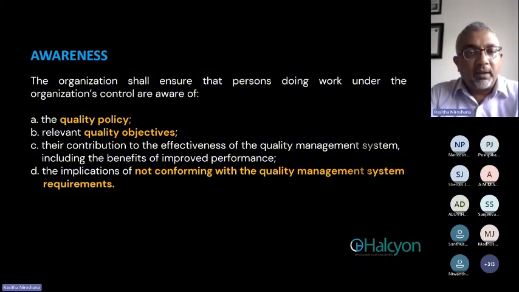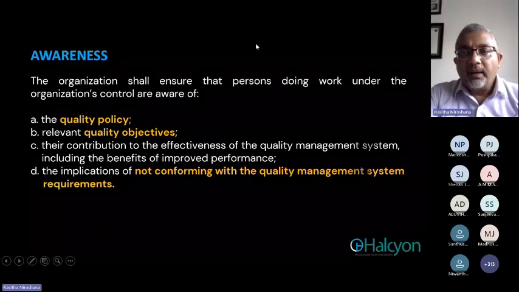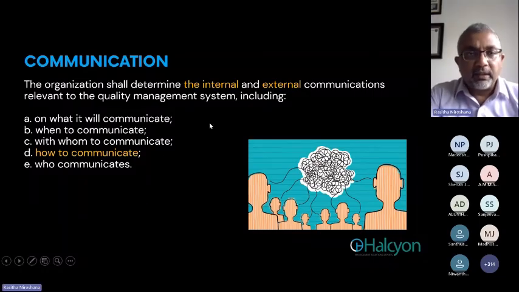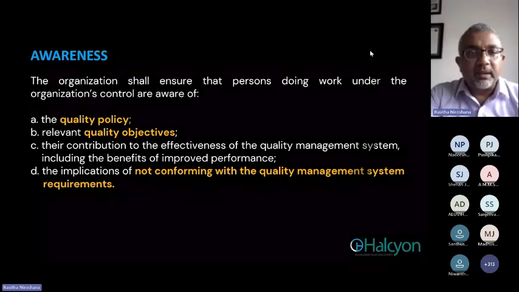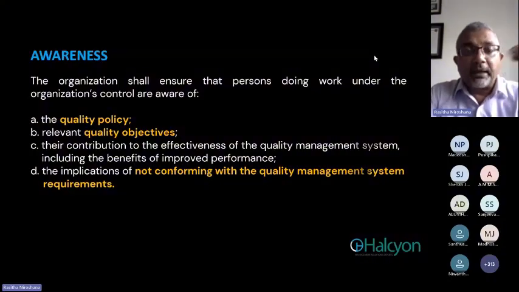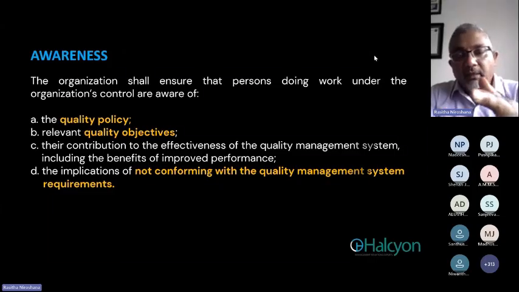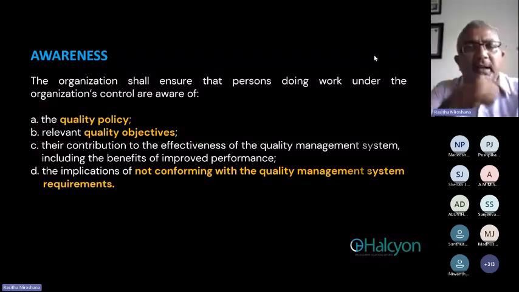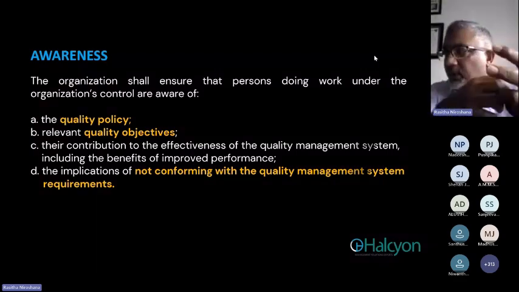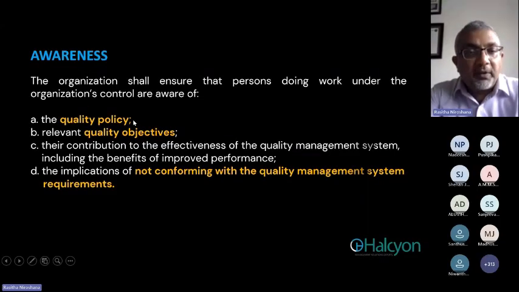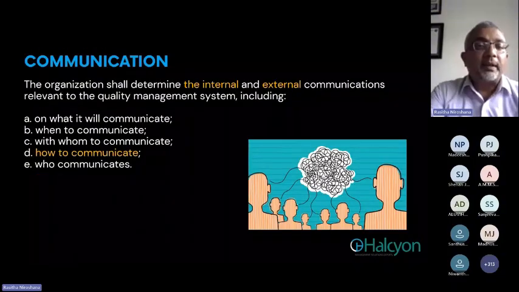You work on quality policy, quality objectives, their contribution to the effectiveness of the quality management system, and then implementation of non-conformity and quality products. So you can do a training program on quality policy, then your quality objectives. An organization has a dashboard, right? They communicate that, and if there's a customer complaint, you can communicate that as well. So all these things you can do as a kind of awareness. So you need to have a training plan, right? And then communication is very important, right?